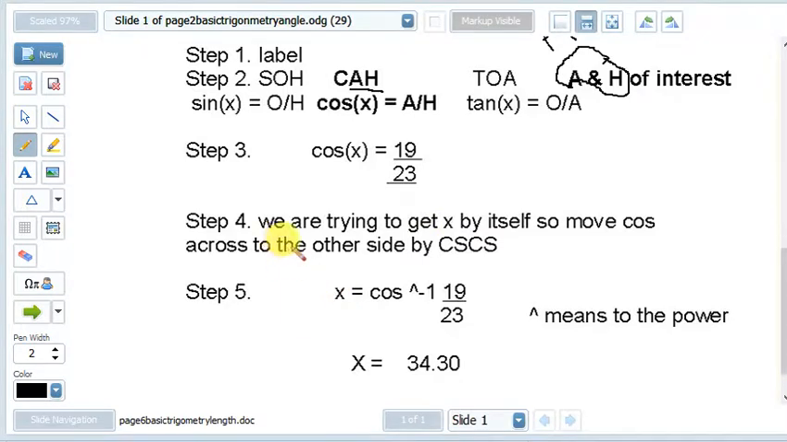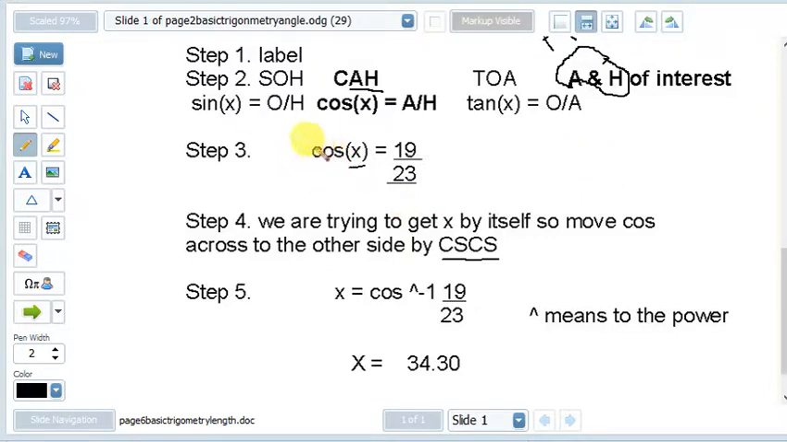So step 4, we are trying to get x by itself, and that's this x. So we move across the cos to the other side by using change side, change sign. And if you're unsure with the change sign method, then please look for our solving equations video, but I'll just do a quick description here. Basically, if you've got something like x plus 3 equals 7, we would move the plus 3 across to the other side and it would become negative 3. Okay, so it's the opposite.